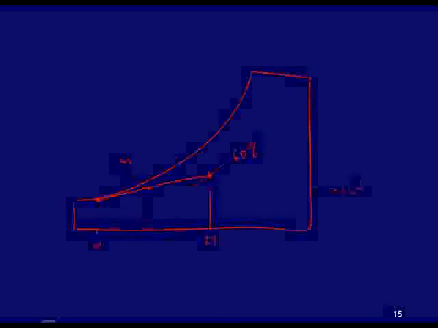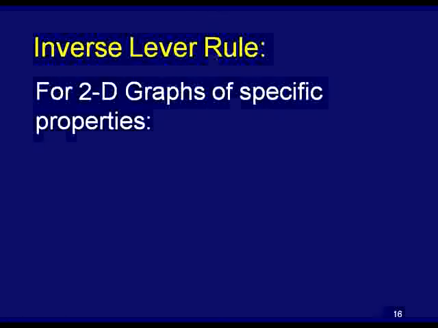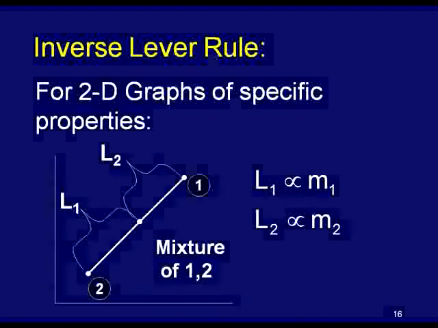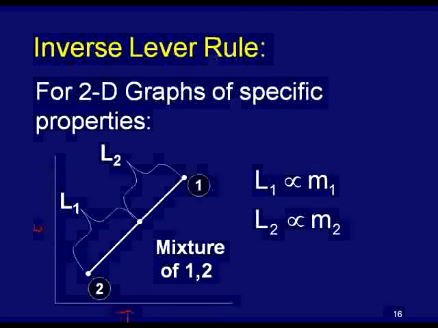So let me show you a little trick called the inverse lever rule, and that's for 2D graphs with specific properties, and this works for more than just psychrometric charts. But basically what it says is that if you have two things that you're mixing and they have properties A and B, in this case temperature and omega, if you mix the two together, they're going to fall on the line between state 1 and state 2. The mixture will fall on the line between state 1 and state 2.